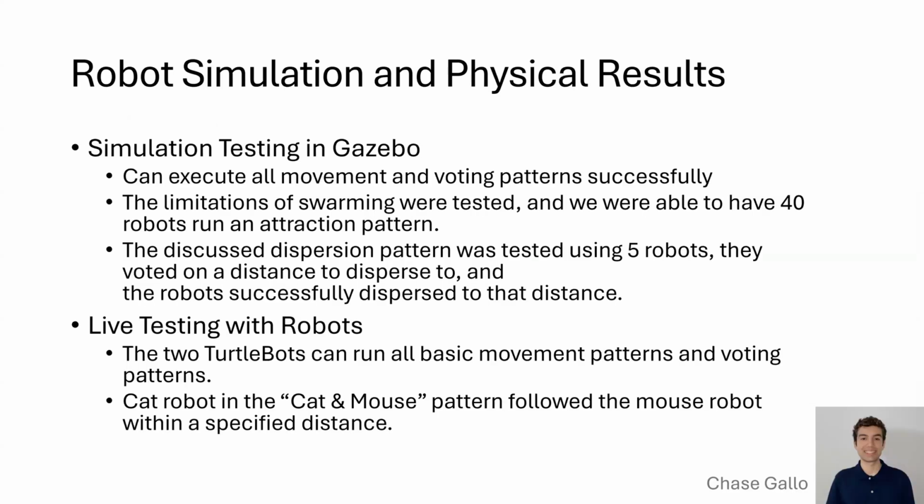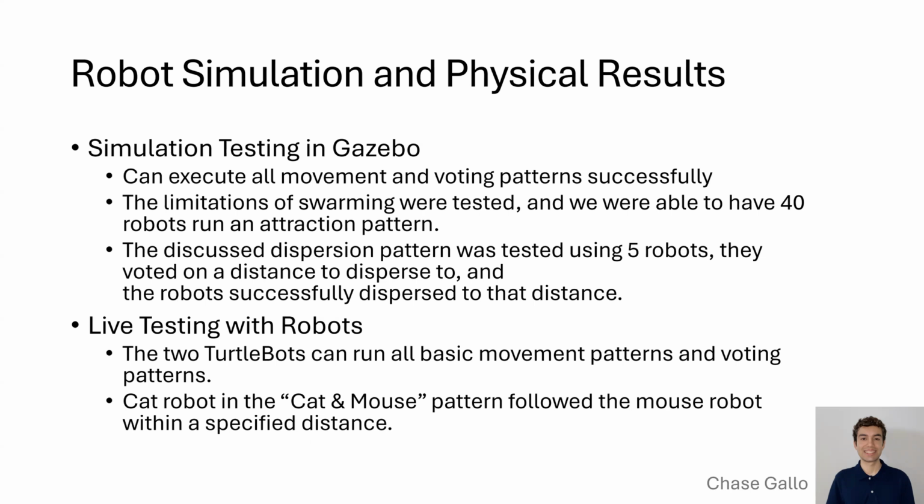Project testing. So firstly, we had our simulation testing, which involved using Gazebo, which is an application for robotics in a 3D environment. So we were able to launch our ROS2 swarm patterns on Gazebo with a specified number of robots, and we were able to successfully edit the patterns we wanted them to execute, and they were able to complete them, both movement patterns and voting patterns.